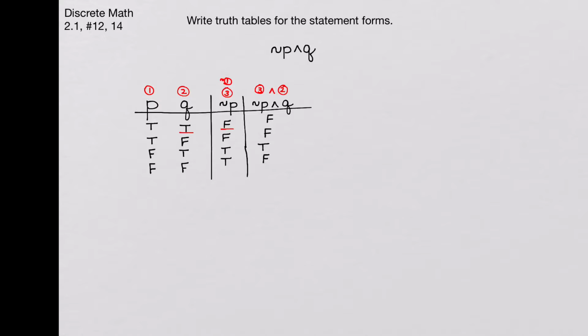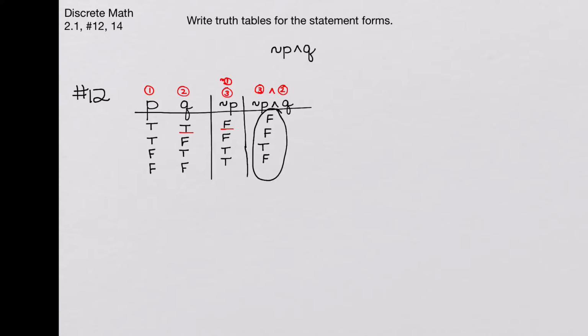So my final answer is really this last column, where we see that if P and Q are both true, the compound statement is false. If P is true and Q is false, the compound statement is false. And if they're both false, the compound statement is false. So the only way for the compound statement to be true is if P is false and Q is true. So that's what we're doing with the truth table, we're figuring that out. Now this was number 12. Could have labeled that before.